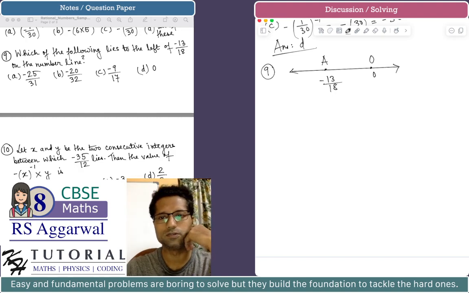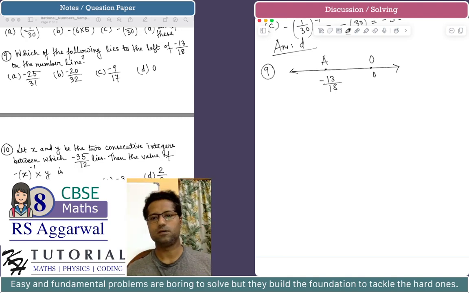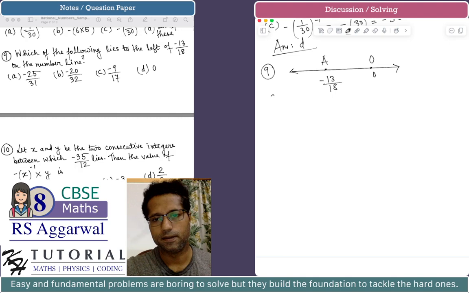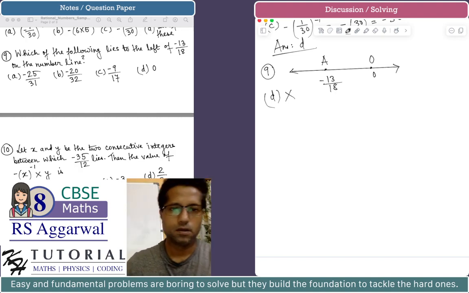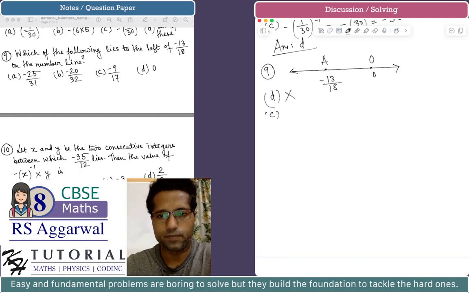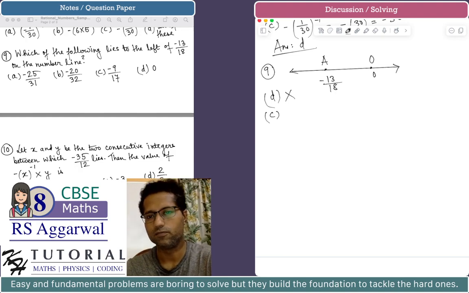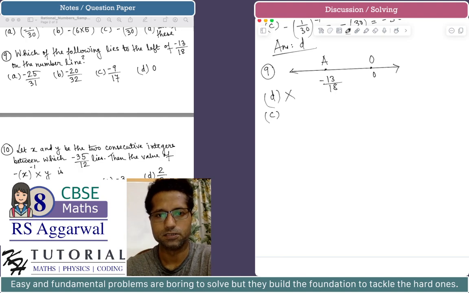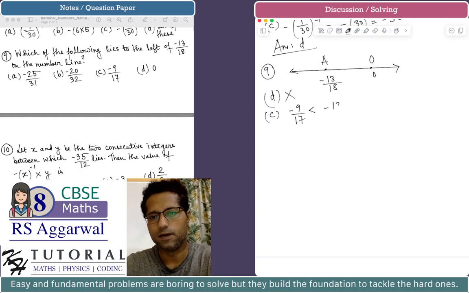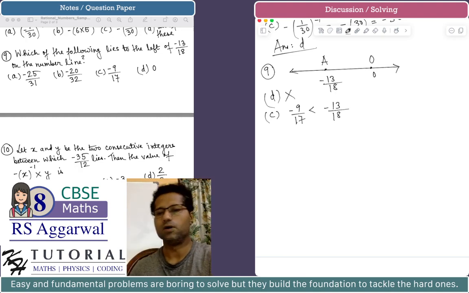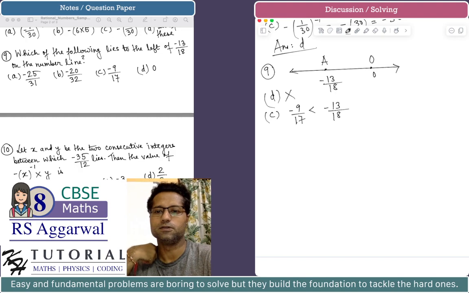How do we do that? 0 is not a choice, because minus 13 by 18 is a negative rational number, and all negative rational numbers are less than 0. Let's see choice C. Now to find which is less than, you have to do a comparison of the given rational number, that is minus 13 by 18, and all the rational numbers in the choices. So if we are considering choice C, we have to see whether minus 9 by 17 is less than minus 13 by 18. How do we decide?